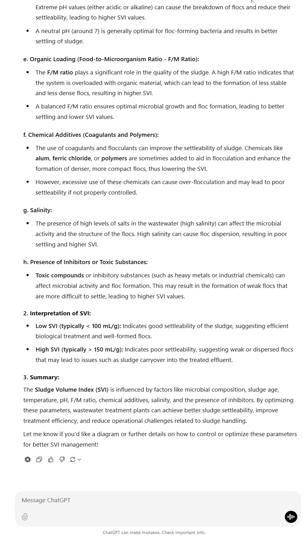3. Summary. The sludge volume index, SVI, is influenced by factors like microbial composition, sludge age, temperature, pH, F/M ratio, chemical additives, salinity, and the presence of inhibitors. By optimizing these parameters, wastewater treatment plants can achieve better sludge settleability, improve treatment efficiency, and reduce operational challenges related to sludge handling.